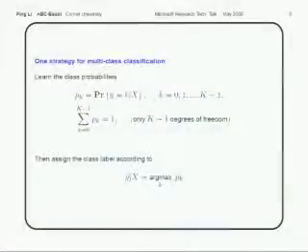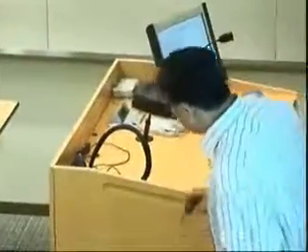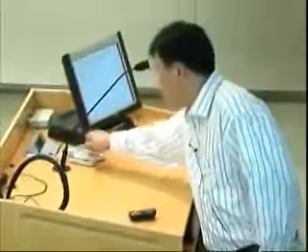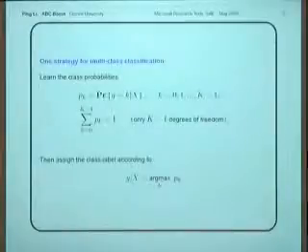There are many strategies for multi-class classification. One strategy is to first learn the class probabilities. P_k is a class probability, which says, given feature vector X, what is the probability that Y, the response, belongs to each of the K classes? We know that probabilities have to sum to 1. Therefore, instead of K degrees of freedom, we have only K minus 1 degrees of freedom.